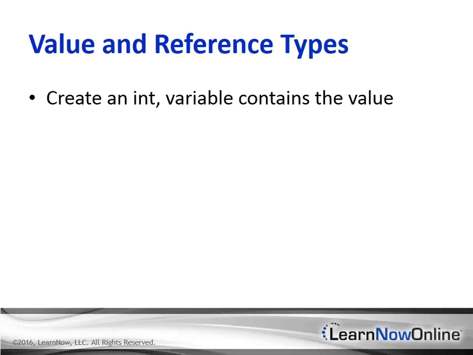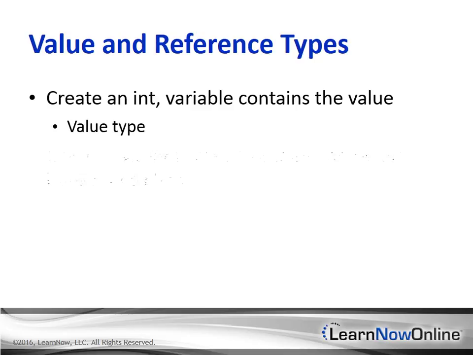When you create a variable of, say, the int type or integer, your variable actually contains the value that you assign to it. That is, when you declare a simple integer variable and assign, say, 10 to that variable, the memory location corresponding to the variable actually contains the value 10. These types are called value types because variables of these types actually contain the values.